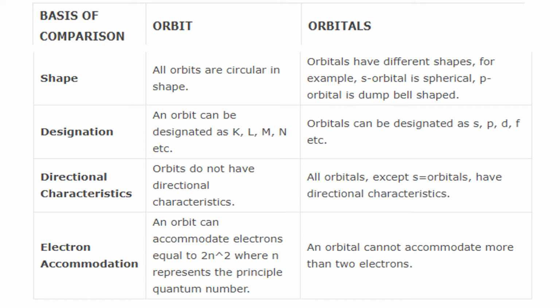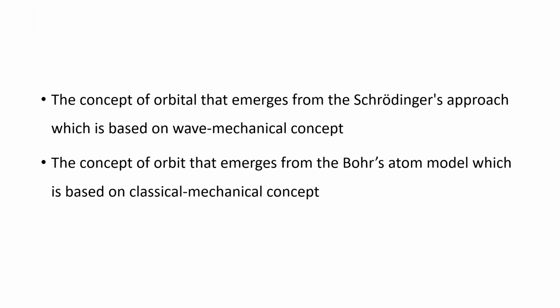An orbit can accommodate electrons equal to 2n square, where n represents the principal quantum number. An orbital cannot accommodate more than 2 electrons. Moreover, there is another difference between orbit and orbital.